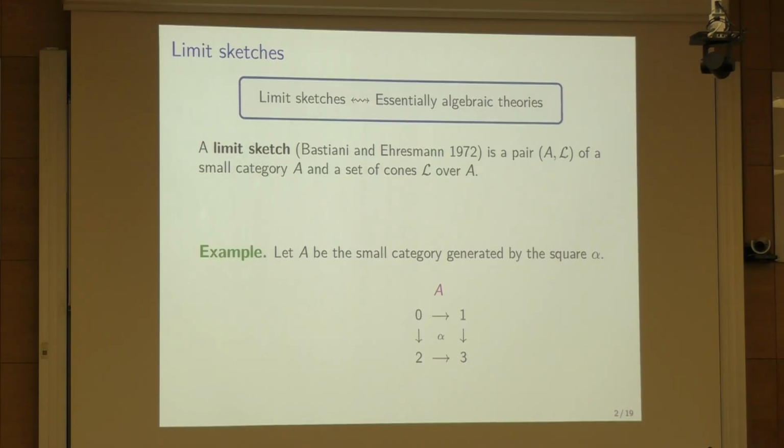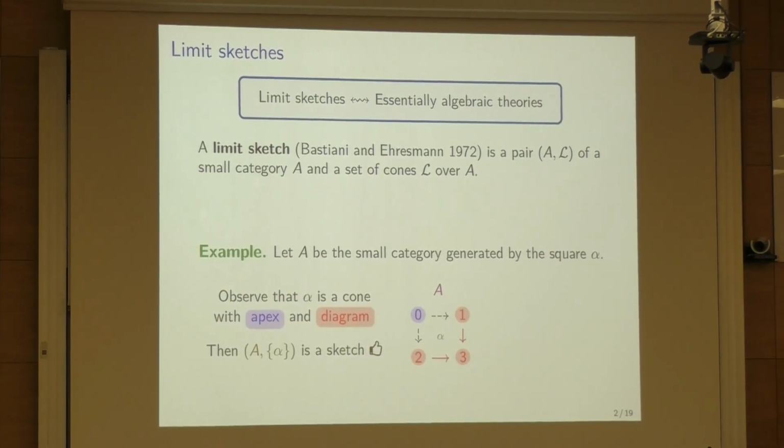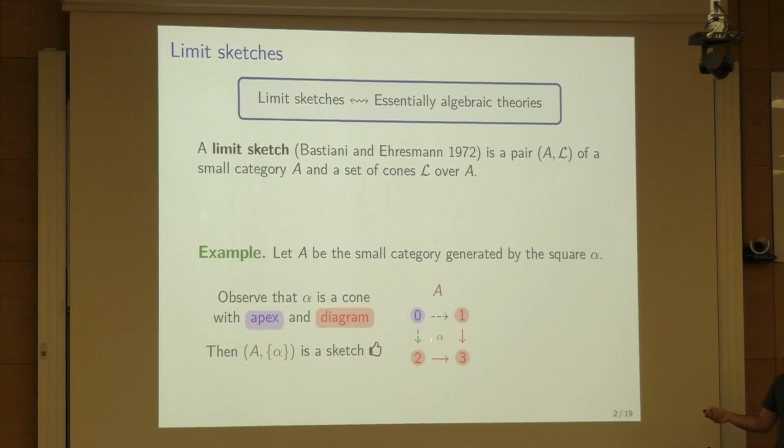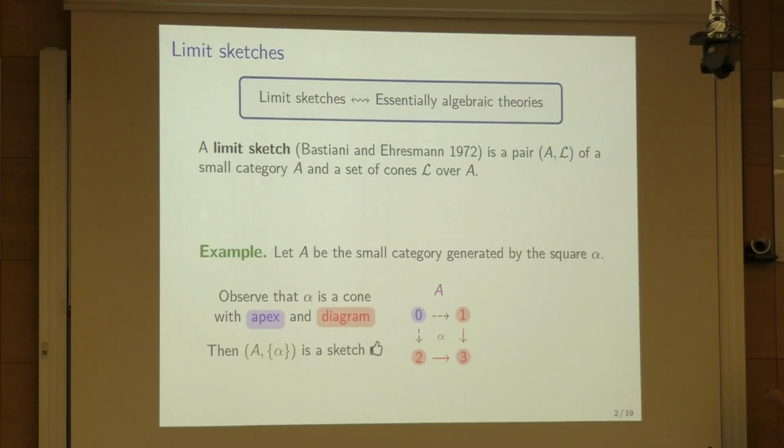To give an example, we will consider the small category A, which is generated by 4 objects, 0, 1, 2, and 3, with a commuting square, and the freely generated category there. I didn't draw the identities. This is a simple sketch, where our commuting square is a cone with apex the object 0 and diagram all these other objects, and if we take this cone and our small category, this will be in fact a simple sketch.